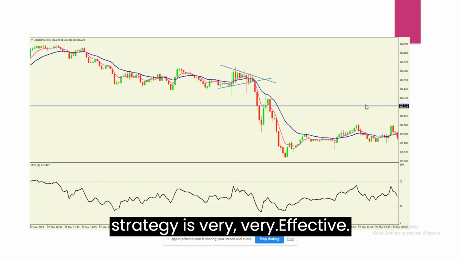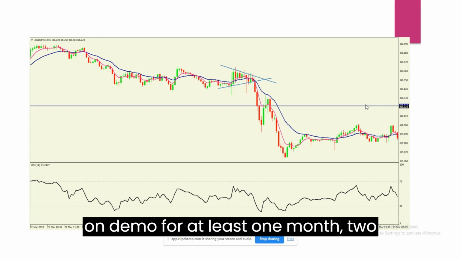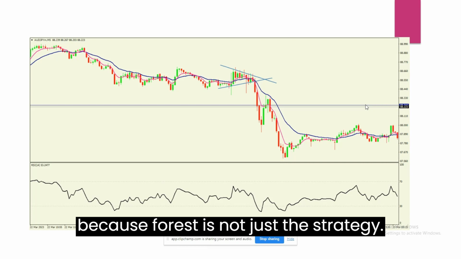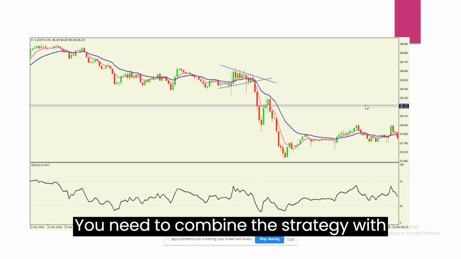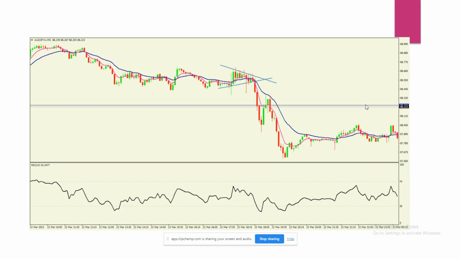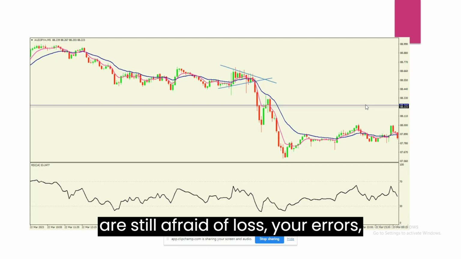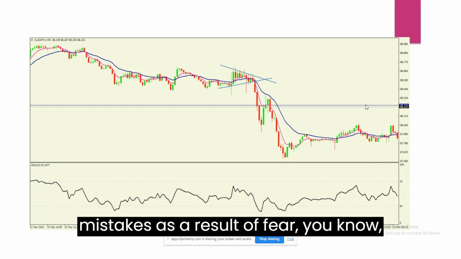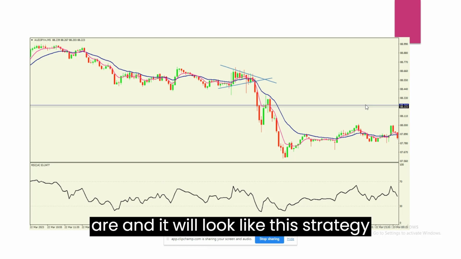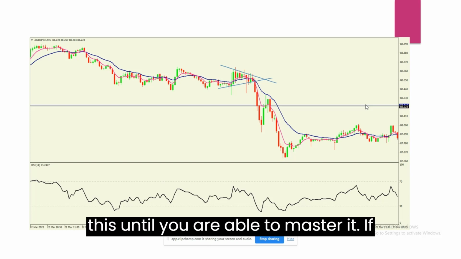This strategy is very effective. Remember that you have to practice this on demo for at least 1 month, 2 months, because Forex is not just the strategy. You need to combine the strategy with your psychology. The strategy may be very powerful, but because of your emotions, your fear, you are still afraid of loss, your errors, mistakes as a result of fear, inconsistency, these things will make it look like the strategy is not working. So you have to practice this until you are able to master it.